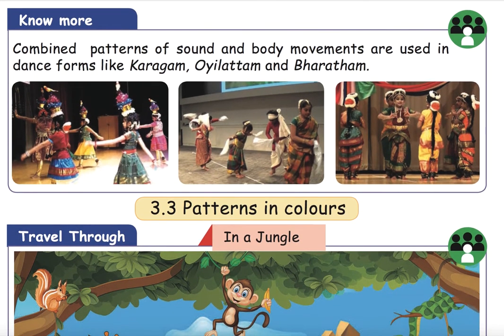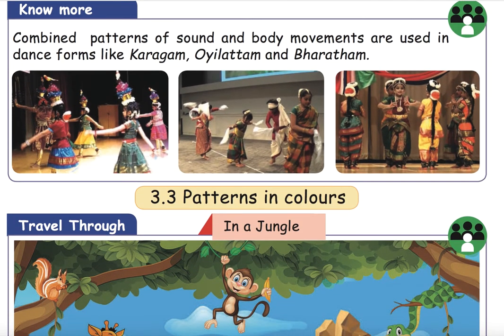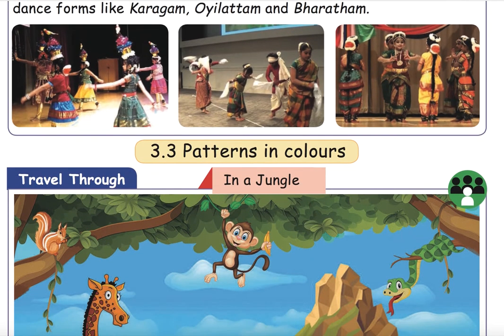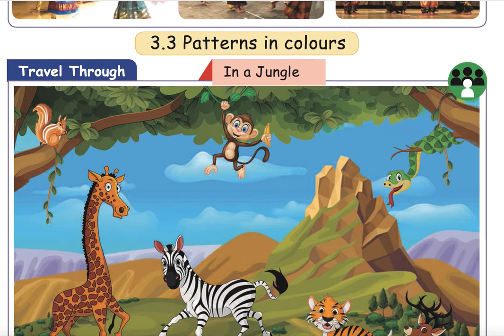Combined patterns of sound and body movements are used in dance forms like karagam, oilattam, bharatam. Bharatam, right.